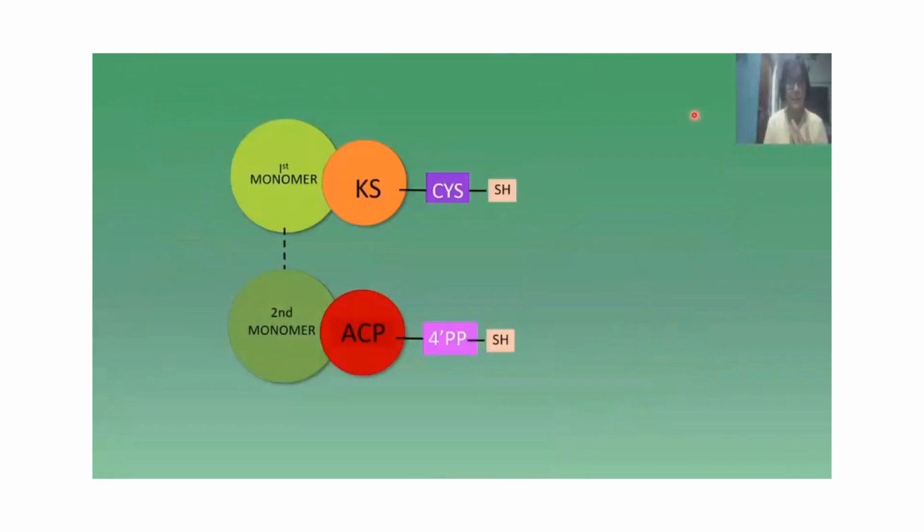This way we can see that the functional unit of this enzyme complex involves the first monomer with ketoacyl synthase and cysteine with SH group, and the second monomer with the ACP plus sulfhydryl group linked with 4' phosphopantetheine. In the next lecture, we will study the mechanism of de novo synthesis of fatty acids in detail. Thank you.